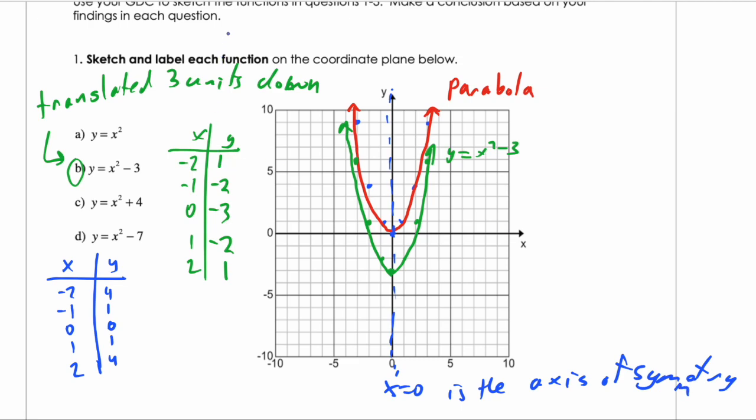Okay. All right, let's look at another example. I should have done the first graph in blue. I don't know why I didn't do that.